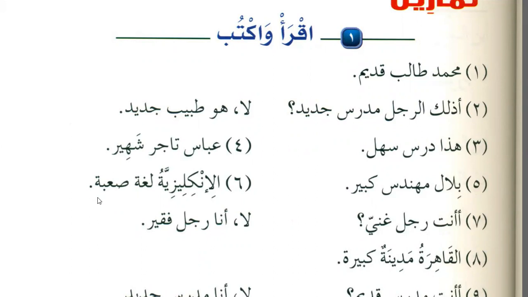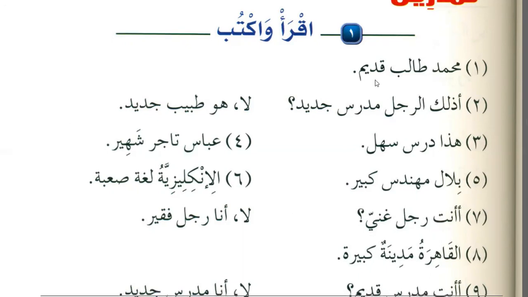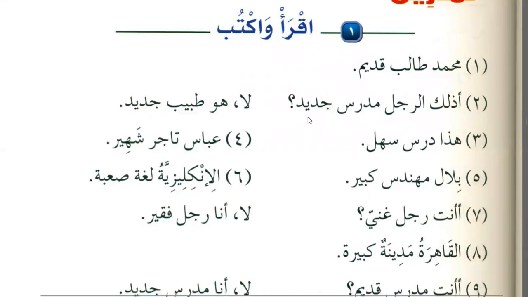And then number two. Dhalika ar-rajulu mudarrisun jadidun. Ra is Shamsi, so Alif Lam will be silent. Dhalika ar-rajulu mudarrisun jadidun. Mudarrisun jadidun. La, huwa tabibun jadidun.